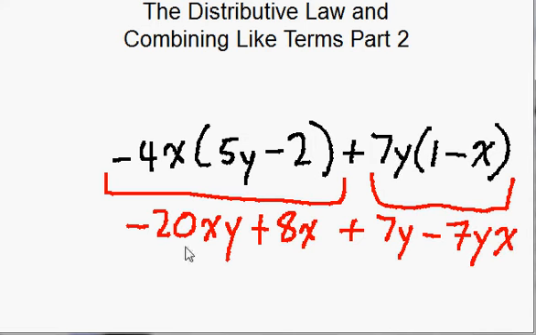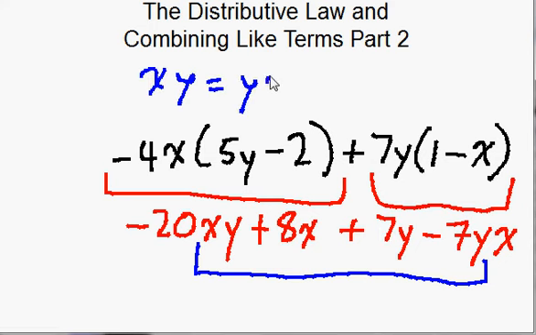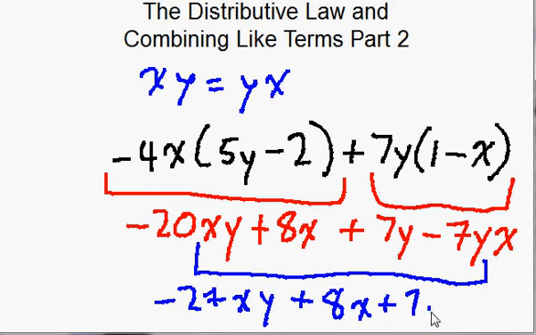Now, what can I combine? Can I combine any of these terms? Are any of them the same? Negative 20xy and negative 7yx. Yep. Now, one of them is xy, and the other is yx. Is that a problem? No, because you can just switch them around. You can just switch them around because of the commutative law of multiplication, right? So xy is actually the same as yx, right? So I can combine these two, and I end up with negative 27xy plus 8x plus 7y. Is the simplified version of that first one.